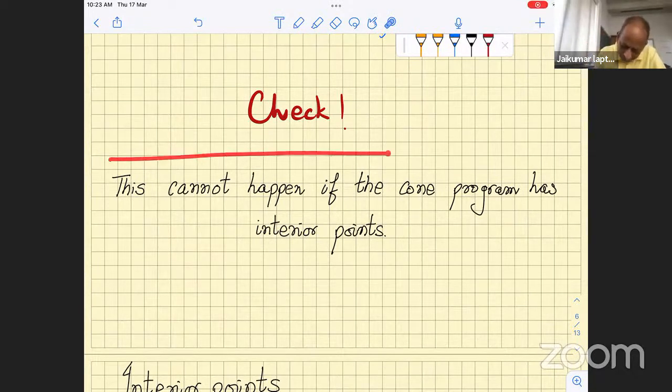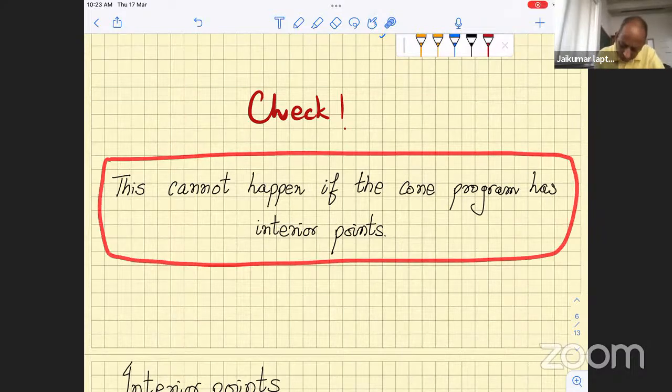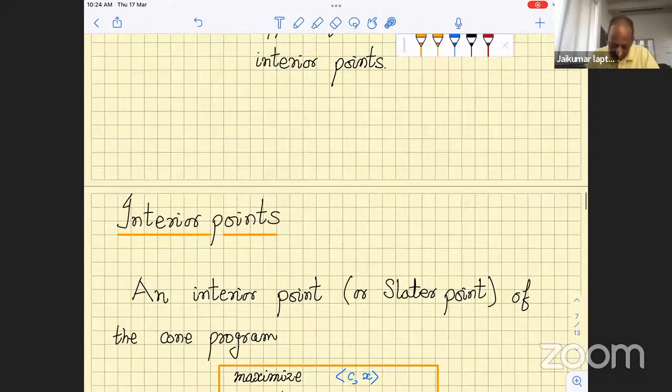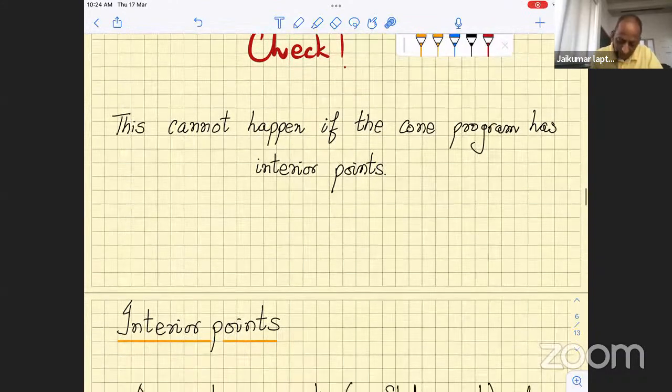But the point is that if the cone program admits interior points, then this cannot happen. The value and the limit value will be the same. The value that you get by staying inside the feasible region and the value that you get by taking liberties and moving outside and trying to approach the cone L from outside, those two values will be the same. So this is the theorem. But before that, I have to tell you what an interior point is.